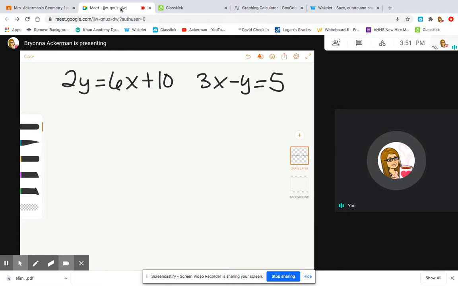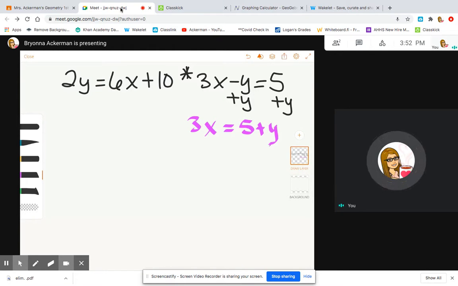And so I'm going to take the second equation over here, and I'm going to isolate x. To isolate x, I need to add y to both sides. And so I get 3x equals 5 plus y.